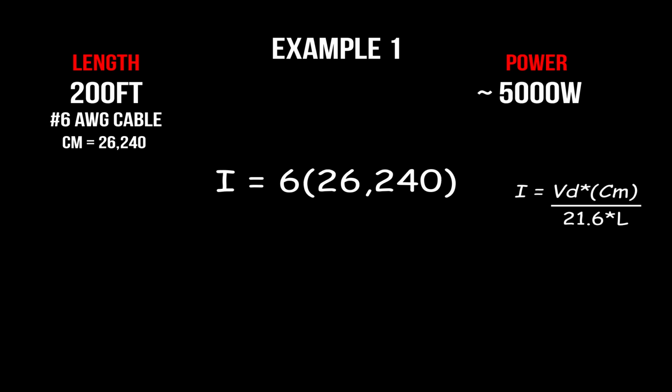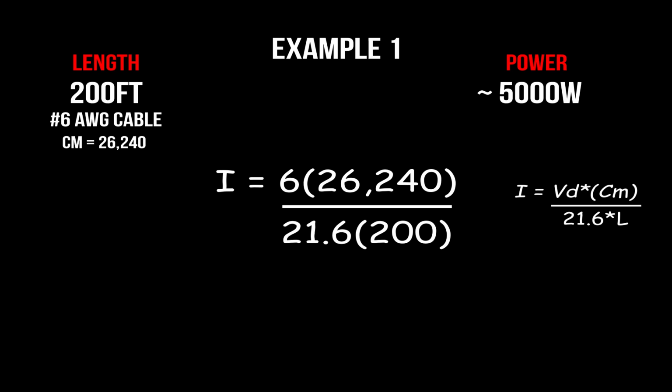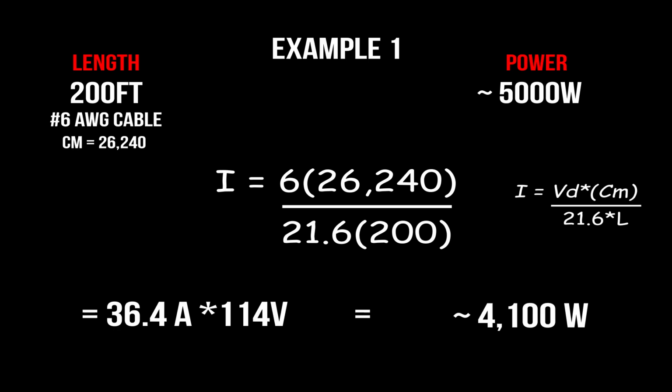I equals 6 times 26,240 divided by 21.6 times 200, which equals 36.4 amps, or around 4,100 watts if we times that by 114 to get our wattage. So no, we could not get that 5,000 watts we want off of that number 6 cable.